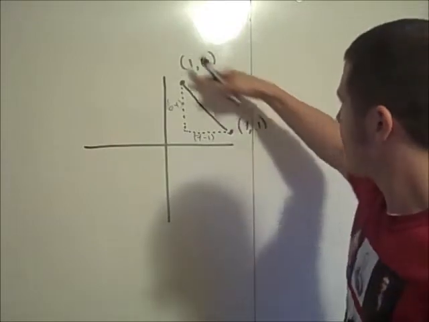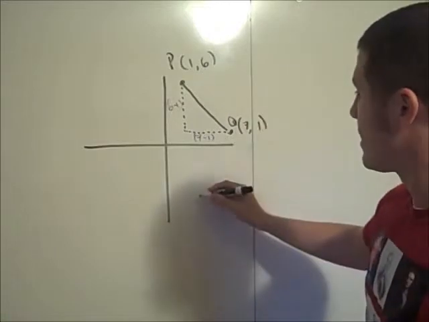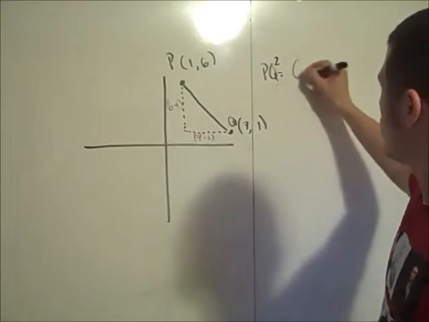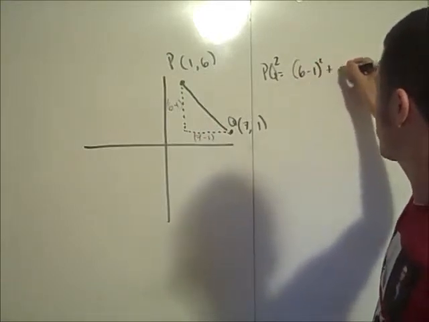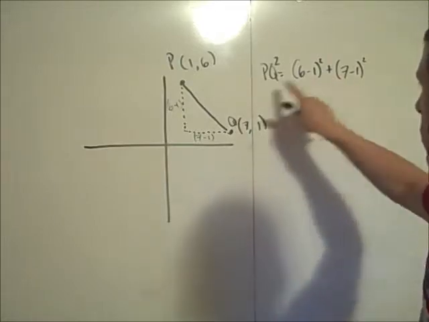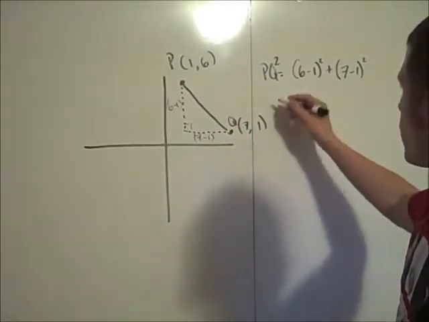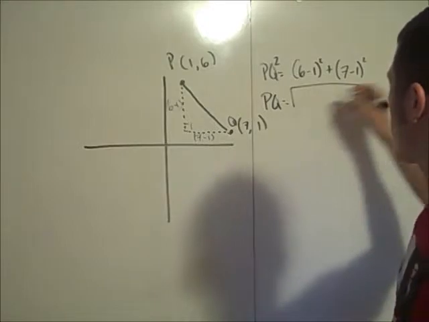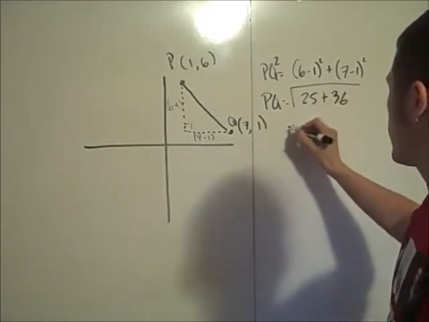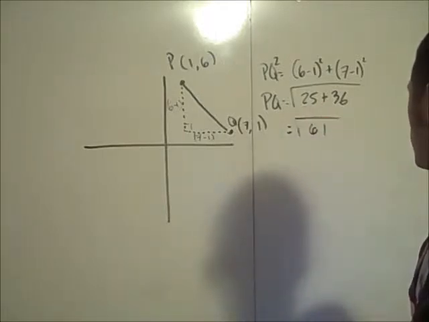Which means that if I call this point P, for instance, and this point Q, that length PQ is going to be equal to the square root of 6 minus 1 squared plus 7 minus 1 squared, which is to say a squared plus b squared is equal to c squared for any right triangle. In this case, we see that PQ then is equal to the square root of 5 squared, which is 25, plus 6 squared, which is 36. So PQ is equal to the square root of 61.